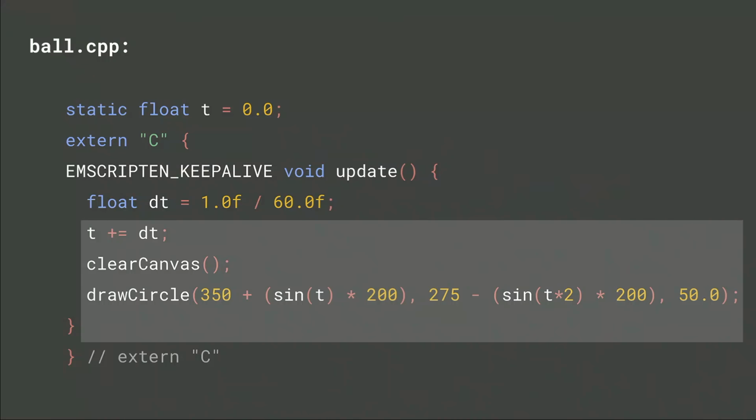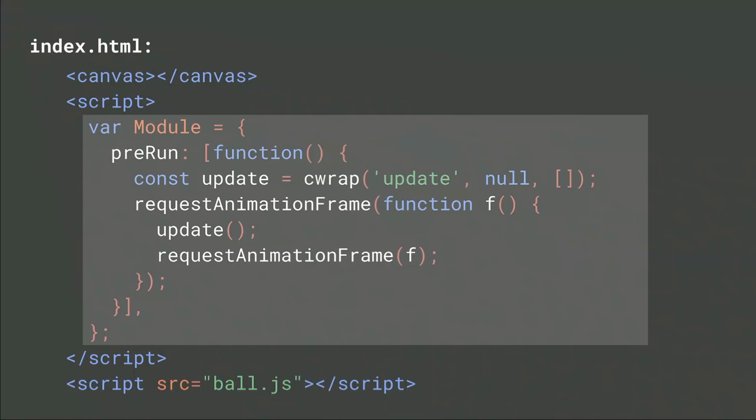All right, and then inside this inner logic, we just update our time variable, call our clearCanvas function, and then call the drawCircle function with some funky sine math that we get from the math library. Awesome. So now let's jump into our index.html page and actually set this up so that we'll call our update function on a continual basis.